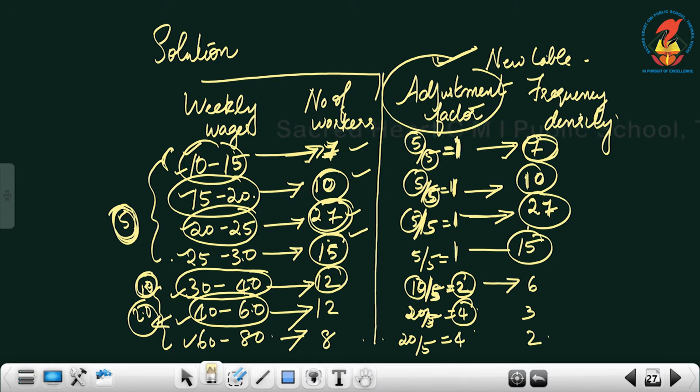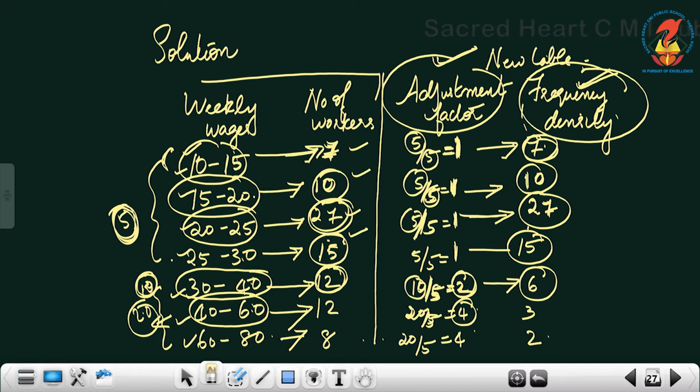Now the value of frequency density is going to change. How is it going to change? Here the frequency is 12. Here the adjustment factor is 2. So, 12 divided by 2, the new frequency density is 6. So, with the adjustment factor, you are writing not the actual frequency, you will be writing the frequency density. For the first 4 values, it remains the same as the frequency because your adjustment factor is 1 only.